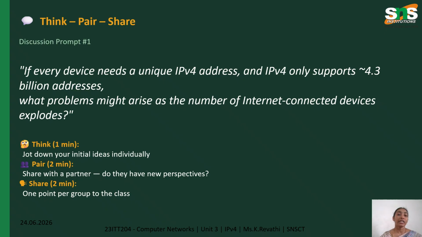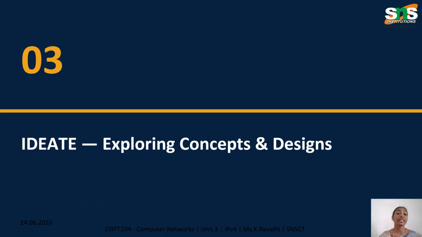Think, pair and share. Now think about this situation. IPv4 supports around 4.3 billion addresses. What problems may occur when the number of connected devices increases rapidly across the world? The next is overcoming the previous problem. Next we will see the ideate session for this problem.